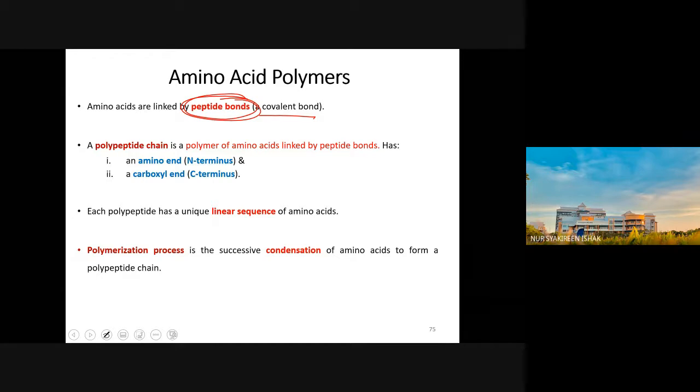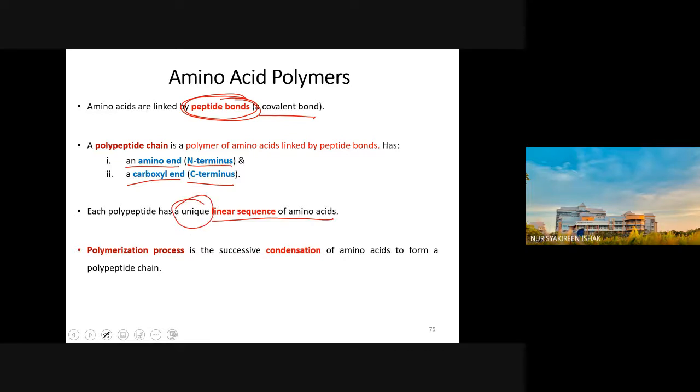So a polypeptide chain is a polymer of amino acids linked by peptide bonds. It has an amino end, we call it the N-terminus. And the other end is a carboxyl end. We call it the C-terminus. Okay. So each polypeptide has a unique linear sequence of amino acids. What does it mean by unique?